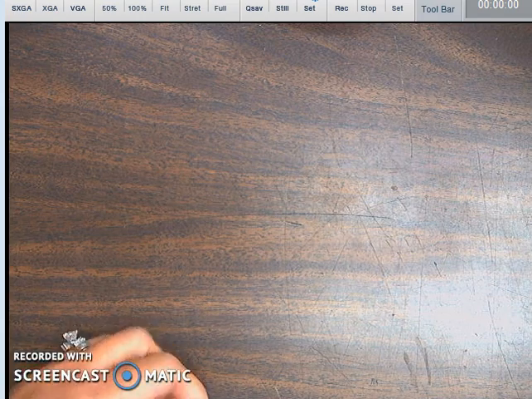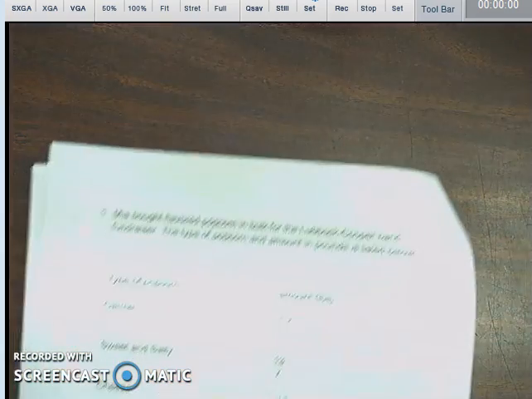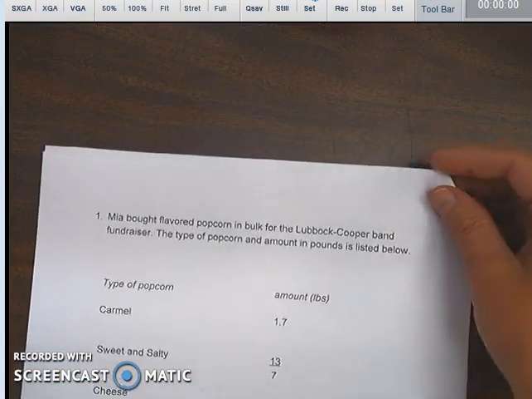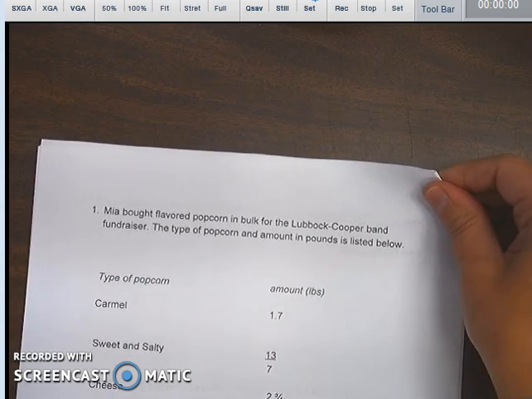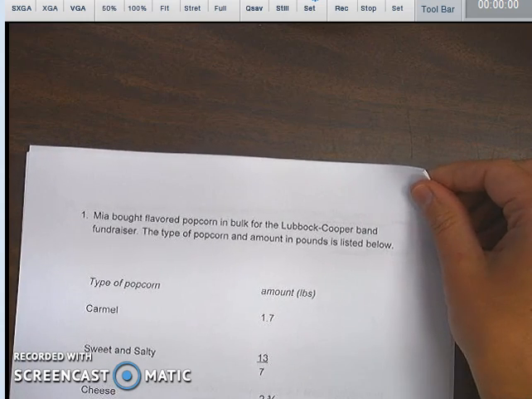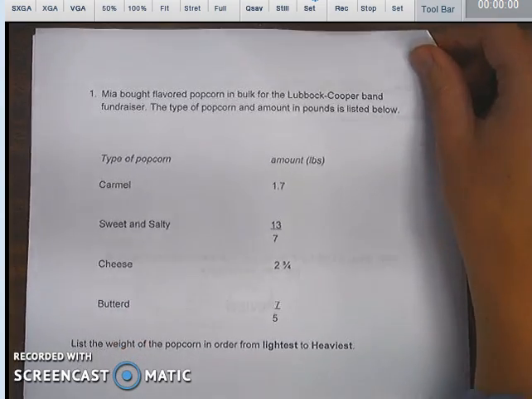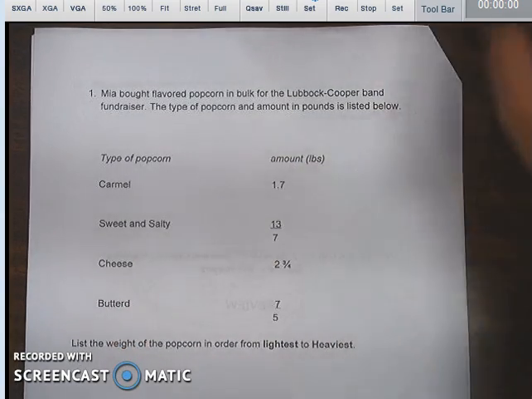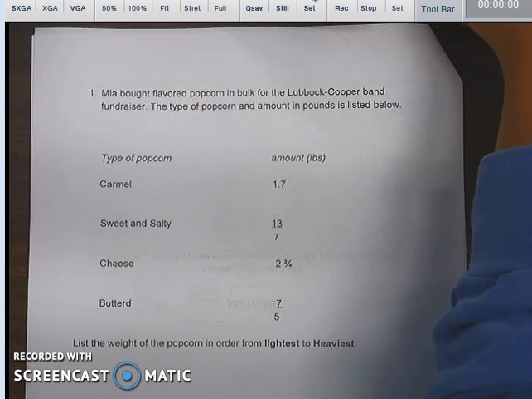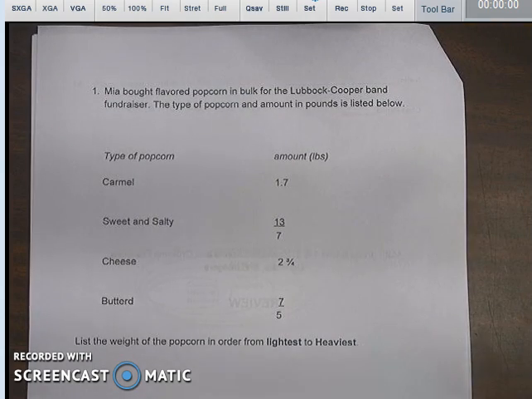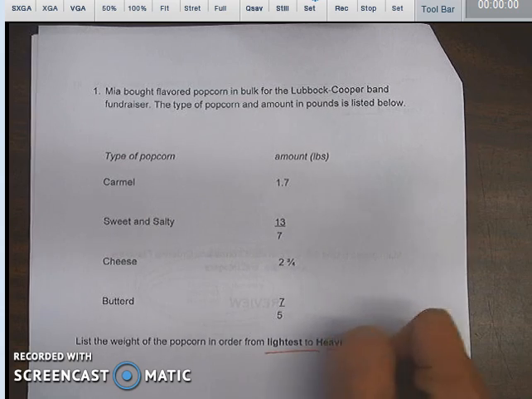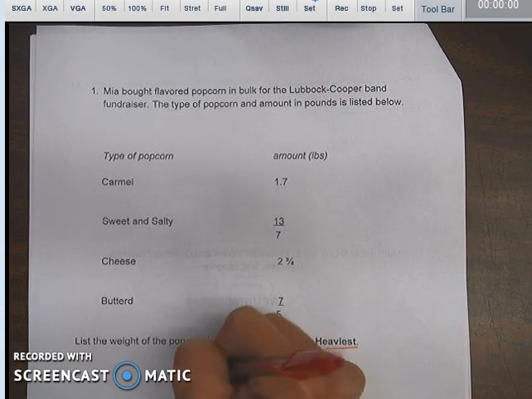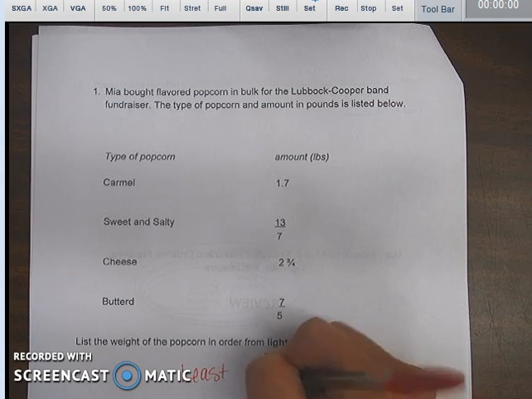It says, Mia bought flavored popcorn in bulk for the Lubbock Cooper Band fundraiser. The type of popcorn and the amount in pounds is listed below. So we have all this kind of popcorn and the amount of pounds. That's nice. Then it says, list the weight of the popcorn in order from lightest to heaviest. So I know I'm going least to greatest.